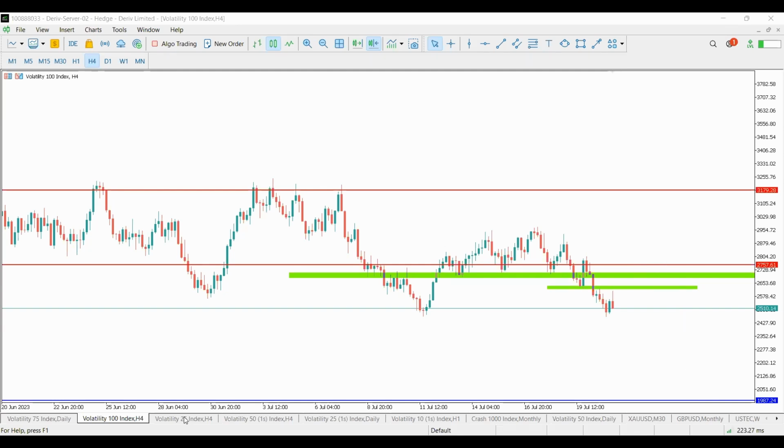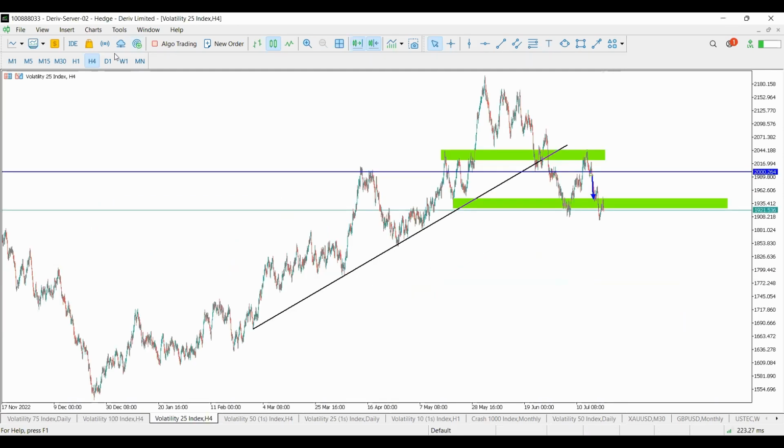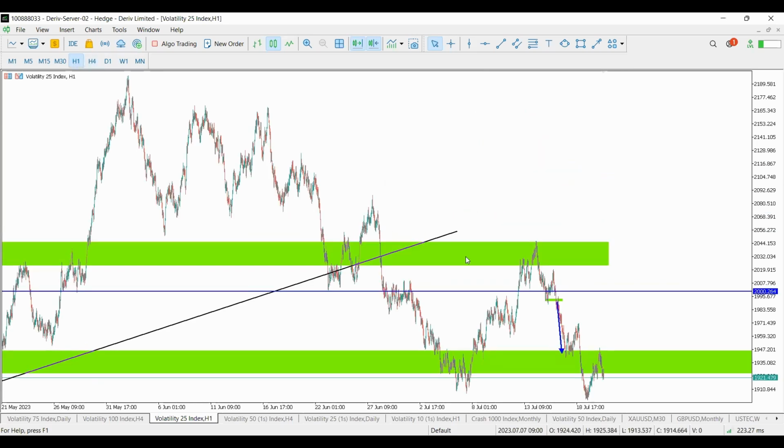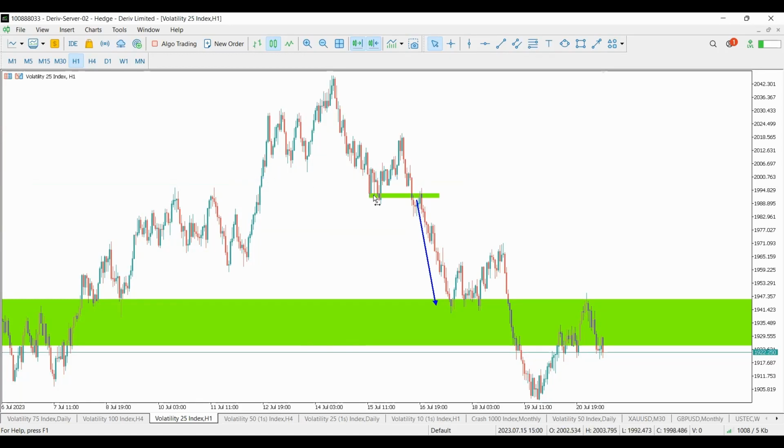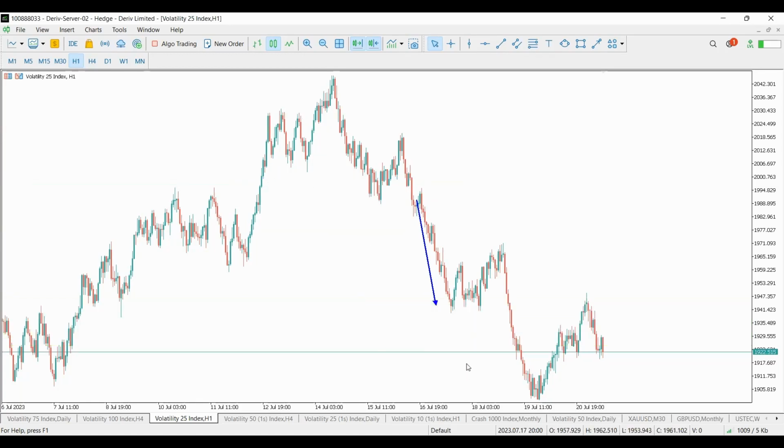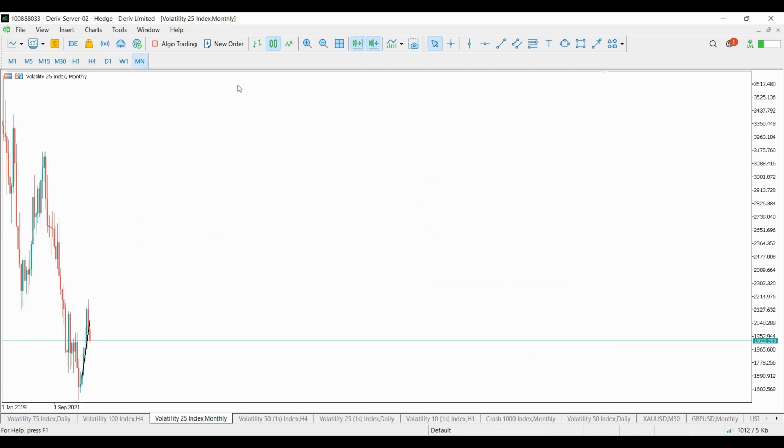Now let's take a look at another example, which is V25. We have been trading this V25 with the members in the private community, and we had an entry here, but currently it has done something that we could also be using to our advantage. So I'll just delete this so that we can also look at it. I'll delete this, I'll delete this, I'll delete this, and I'll also delete this. So as usual, we start from the monthly time frame.